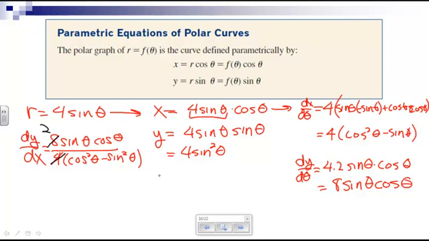All right, so what do we end up with? We end up with an expression where you give me a theta, I can plug it in there, and I can tell you the slope, the xy slope for that situation. It's just a special kind of parametric. All right, that's enough of that nonsense.